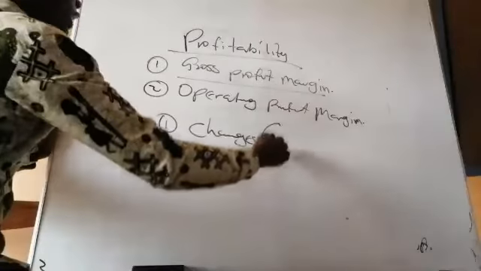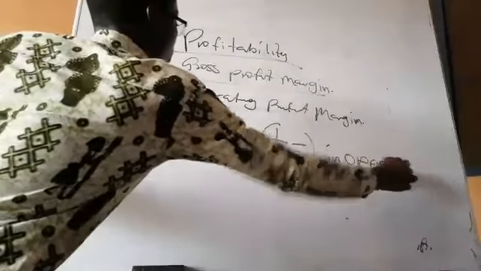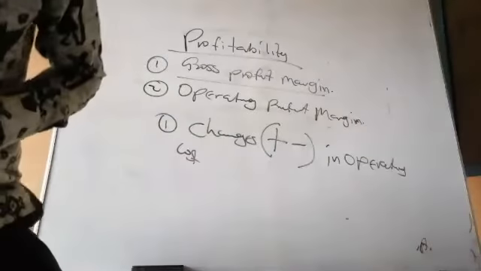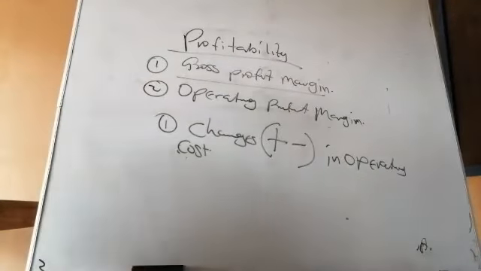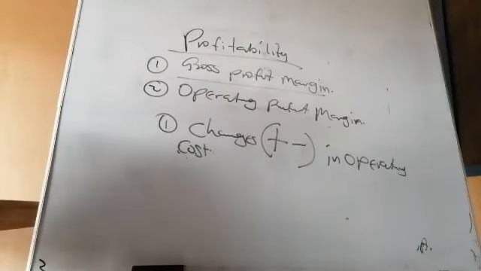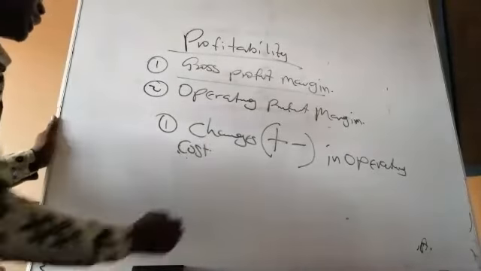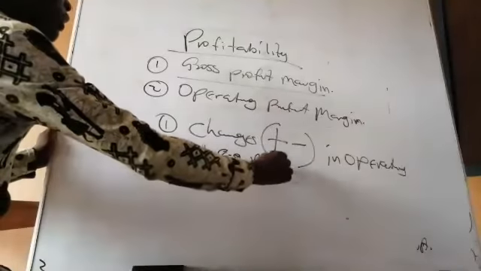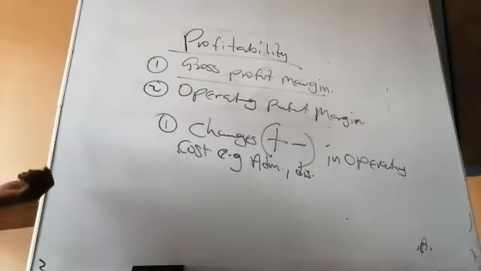Changes in operating cost. Don't forget that changes means increase or decrease in the operating cost. Good. So if your operating cost increased over the period, it will translate into operating profit margin by reducing it. So check that one first. What are the examples of operating cost specifically? Example, your admin expenses, distribution cost, and other expenses, the other overheads.